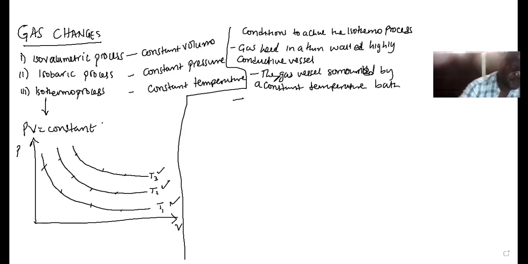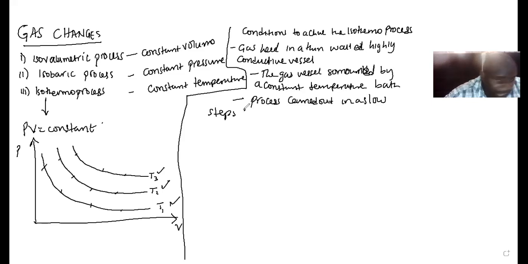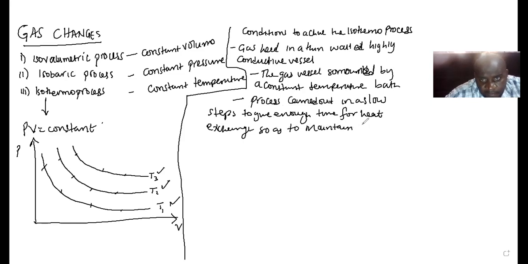Thirdly, the process should be carried out in slow steps to give enough time for the heat exchange so as to maintain the temperature. Because in isothermal, we have seen that the temperature has remained constant.